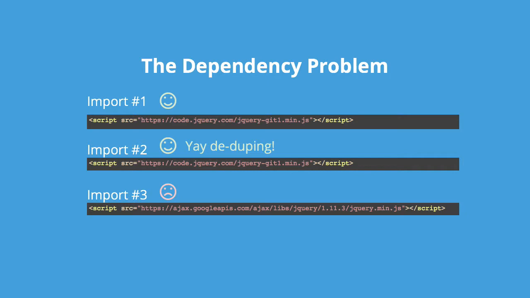And now you have to deal with jQuery 1 and jQuery 2. Which one do you download? Do you download both? Well, you probably do, because one component could be relying on one, and one component could be relying on another. So this is a problem with HTML imports that isn't really solved.